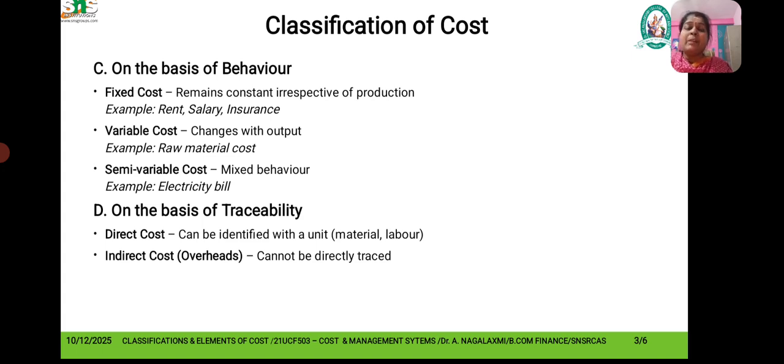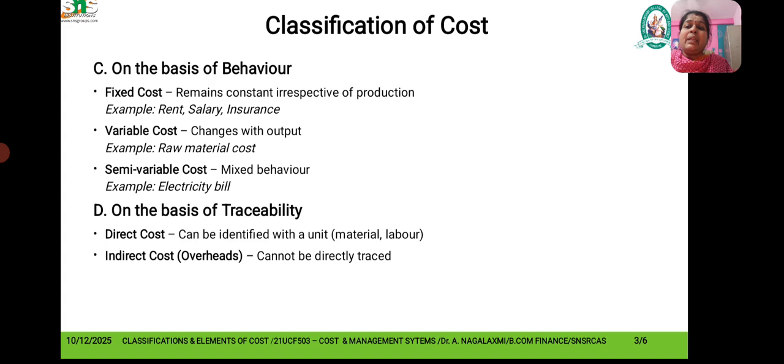Variable cost means it is a cost that has a direct relationship with the output. That means if we make more production, more raw materials are needed, more employees are to be assigned, and more overheads and expenses related to production may increase. That is said to be variable cost. See, an example is raw material cost.